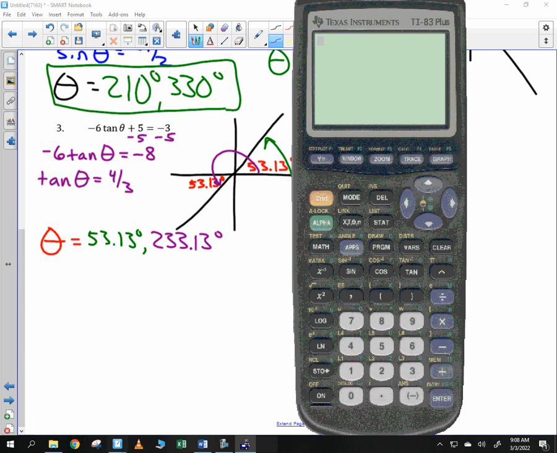When you came up with answers in algebra, when you're solving equations, how did you check your answer? You plugged it back in. And if I take negative 6 times the tangent of 233.13 and I add 5, hopefully I'll come up with an answer very close to negative 3. And as you can see, the rounding does cause some error, but we come up with basically negative 3. So the nice thing is, you can always go back and check your answers.